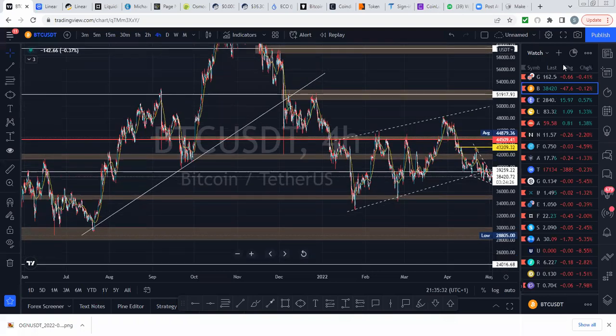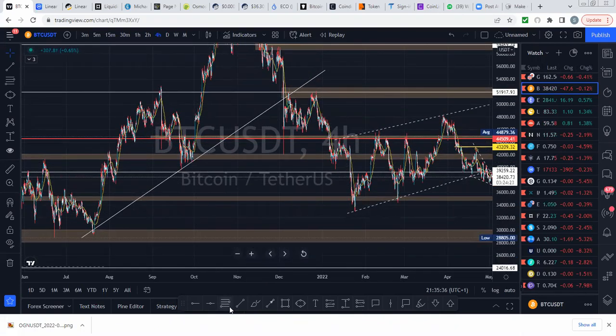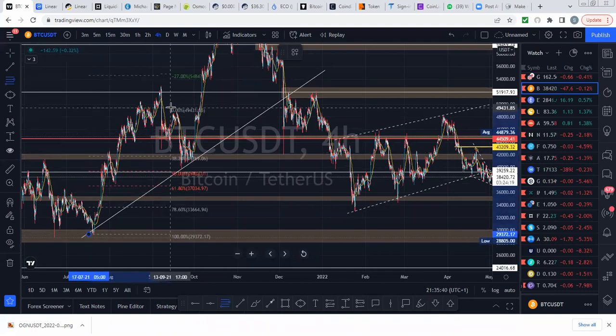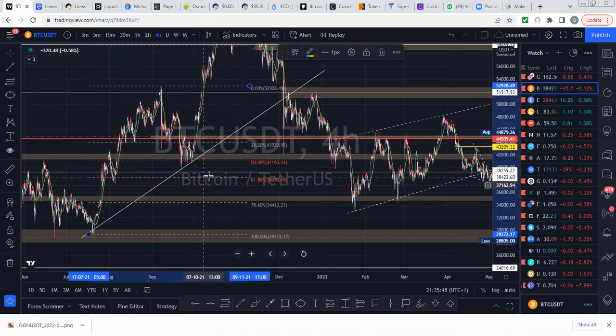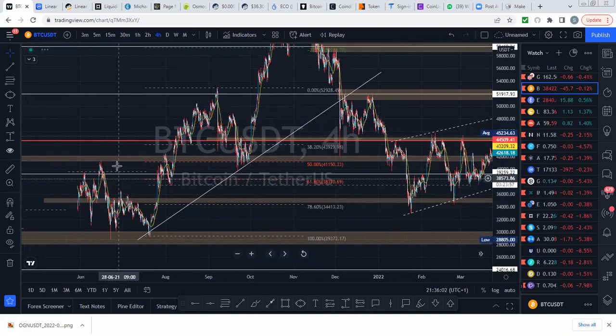Let me see if I can measure this one from here to here. You can see this price now is still within 50%, and it is on resistance, on support. Look at it here.